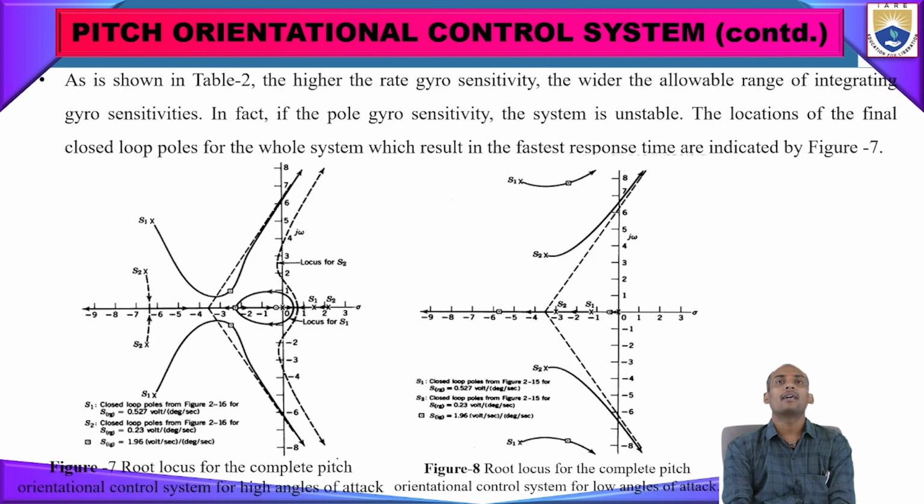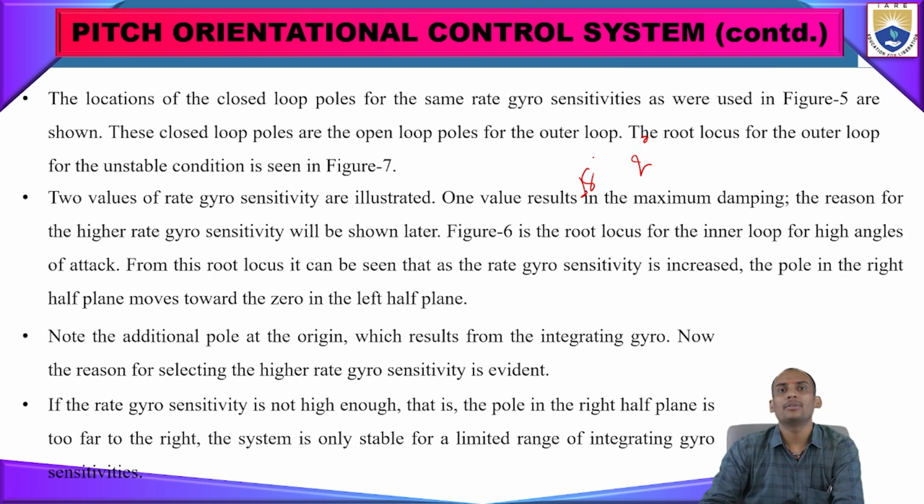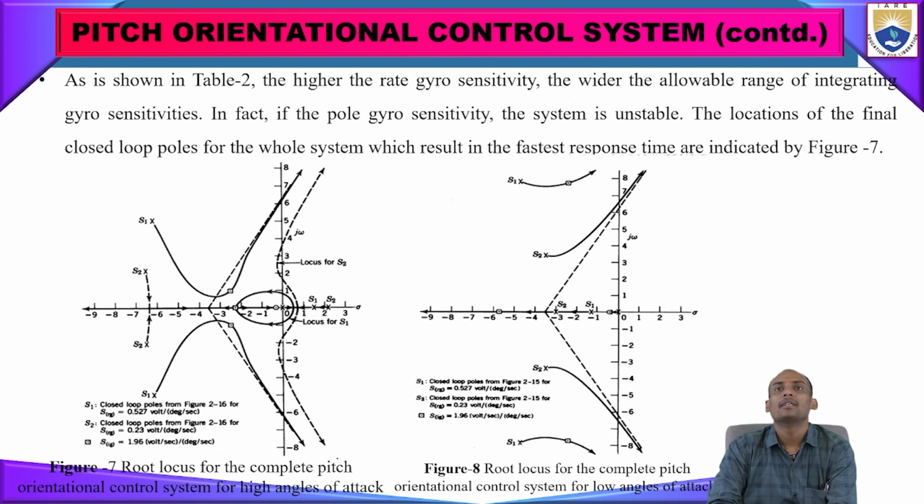See here, for the same thing, for a high angle of attack and low angle of attack, how the pitch orientation root locus has changed. As you see, the rate gyro sensitivity is not high enough, so the pole in the right half plane is too far to the right. The system is only stable for a limited range of integrating gyro sensitivities. You can see the details in the next table.